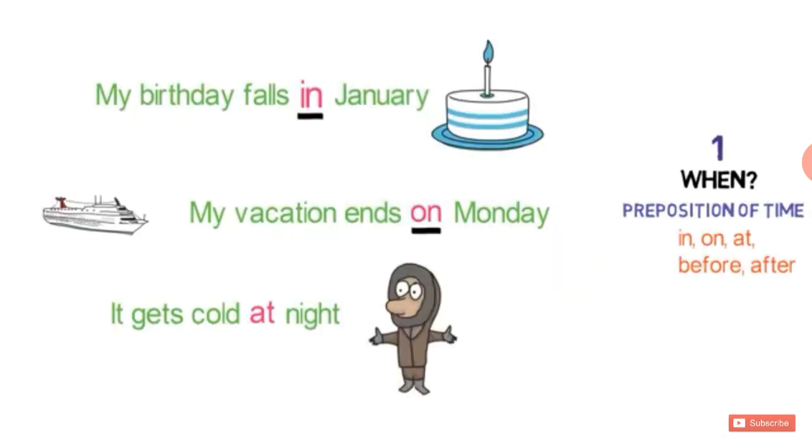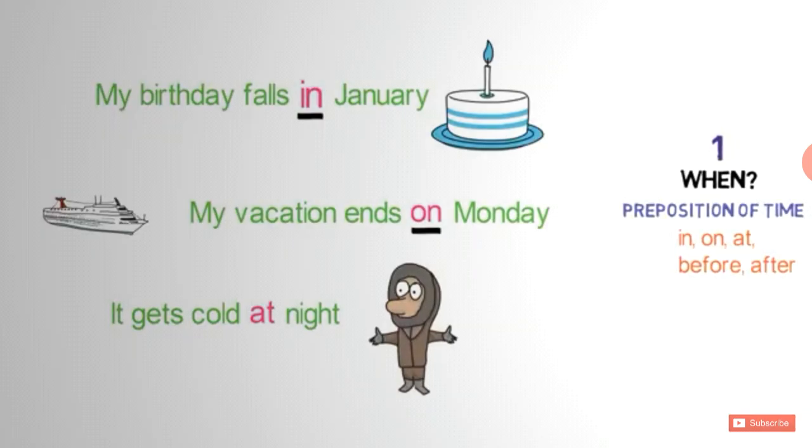So let's see, when, preposition of time. My birthday falls in January. In January. When does my birthday fall? In January, isn't it? My vacation ends on Monday. When does it end? On Monday. It gets cold at night. When does it get cold? Obviously at night. So words like in, on, at, before, after are answers to the question when, and we can call them prepositions of time.